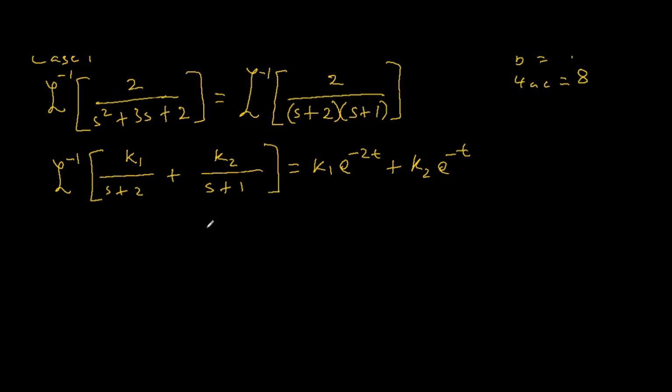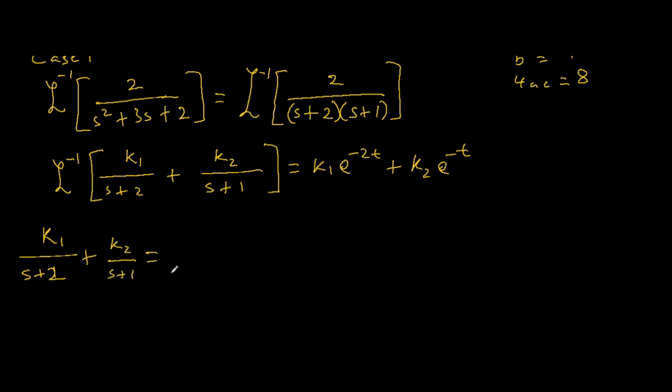How can we get K1 and K2? Well, there are a number of ways. There are two ways primarily that people do this. One is kind of easy. Let me start with that. And then we have K1 over s plus 2, sorry, plus k2 over s plus 1.